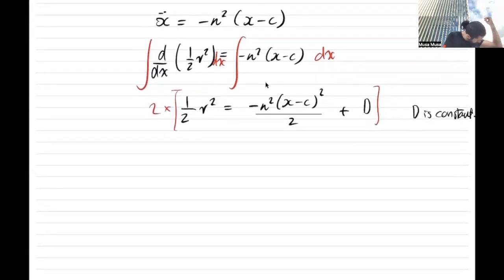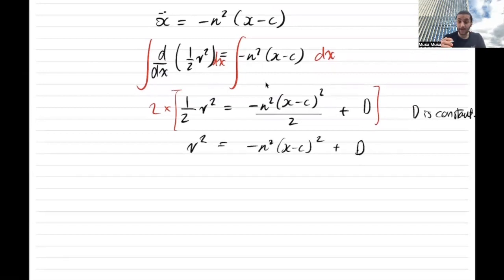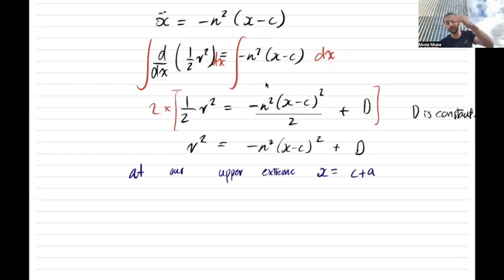we get, someone just crawl up. Bro, I should never have set that sign. What am I doing? V squared equals minus n squared, x minus c all squared, plus d. Nice. Now let's think about this. Okay. At our upper extreme, you can also do this with lower extreme. Our upper extreme, the x value would be what? It would be c plus a. Wouldn't it be the center plus the amplitude? Yes. Okay. The velocity should equal 0 because it's at one of those extremes.